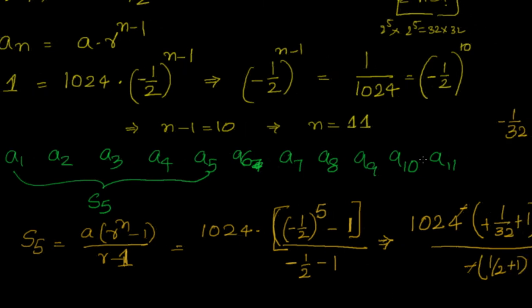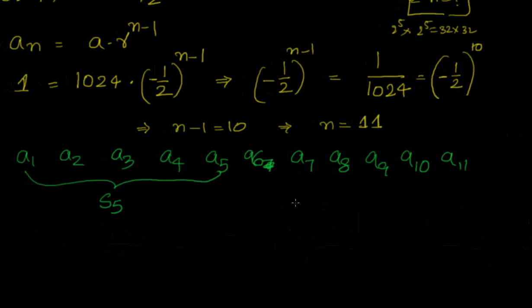Now the problem comes when I have to find out the sum of the last 5 terms. Let us see how to do that. We have found the sum of the first 5 terms, and that is nothing but equal to 704. Now we have to find out the sum of the last 5 terms. That is nothing but I have to find out a7 plus a8 plus a9 plus a10 plus a11. I know a11 is nothing but equal to 1.